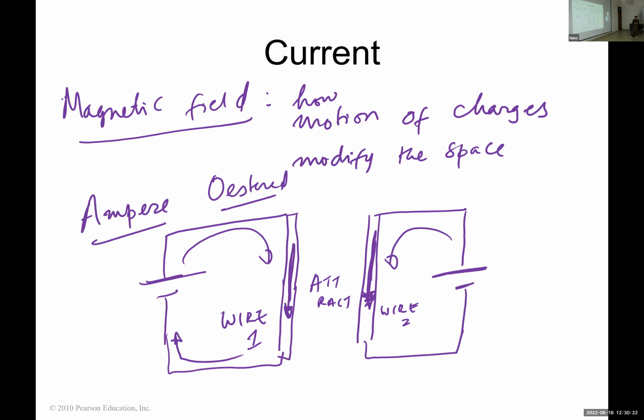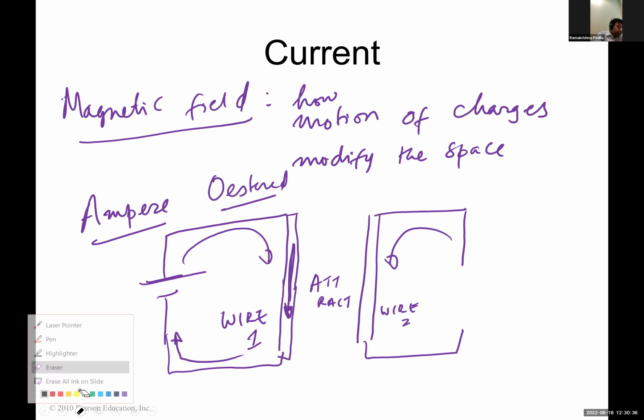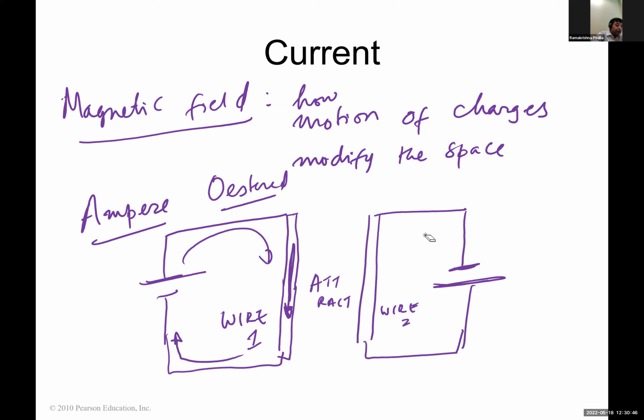And then what he did was he went ahead and changed one of the circuit. He flipped the battery here. Instead of putting positive up and negative down, he changed it to negative up and positive down. So the current direction is now reversed. So now current is going this way, up. So current here is going up. If that is the case, then he found that these actually repel.